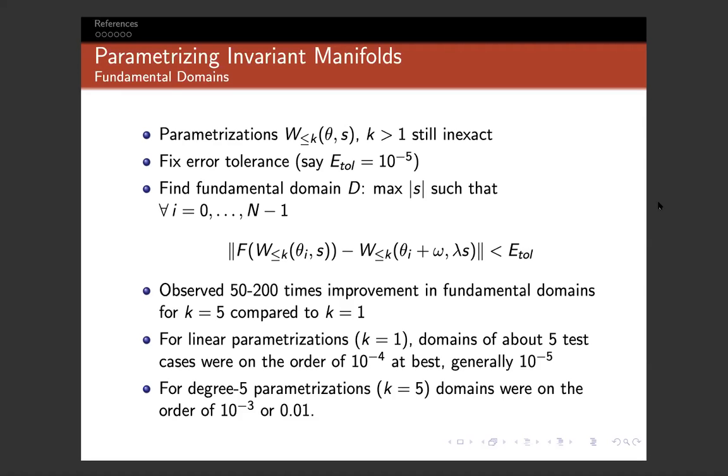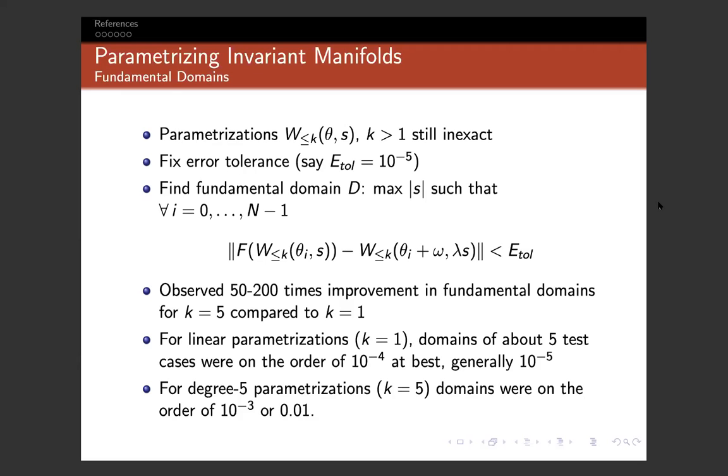It violates the error. And what we found was that if you do k equals 1 versus k equals 5, you see a 50 to 200 times improvement just by adding on those 4 coefficients to the parametrization. You can make S up to 50 to 200 times bigger if you compute those extra terms.